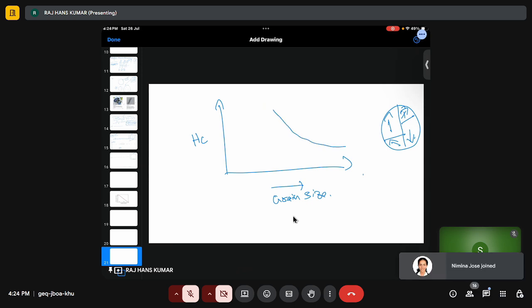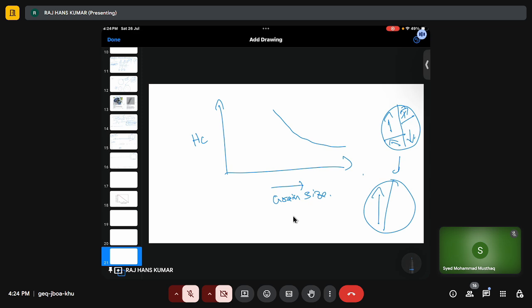Why? Because I have domains in one direction. If I decrease this size, the number of domains will decrease. So this coercivity value will increase. That means if I remove the applied magnetic field, this will remain the same. They will not just cancel each other out, they will just remain the same. That means this value will increase.